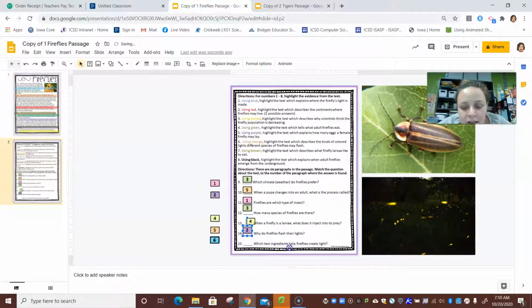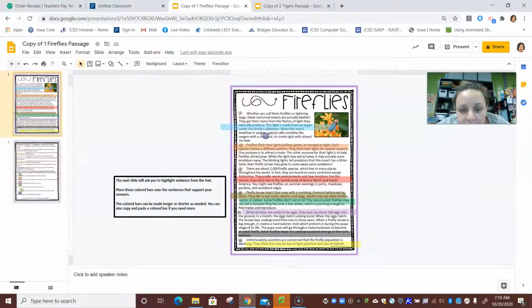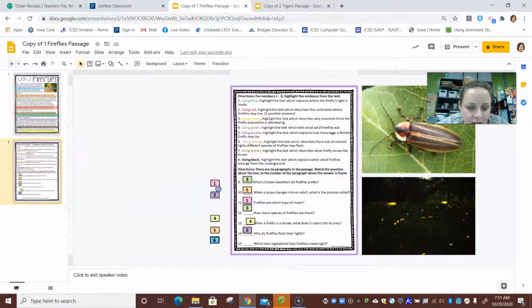And which two ingredients help fireflies create the light? Oh yeah, that was all about the chemical properties. Yeah, it was oxygen and special cells. So that was right there in 1.